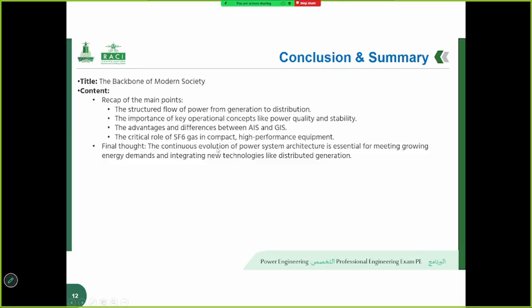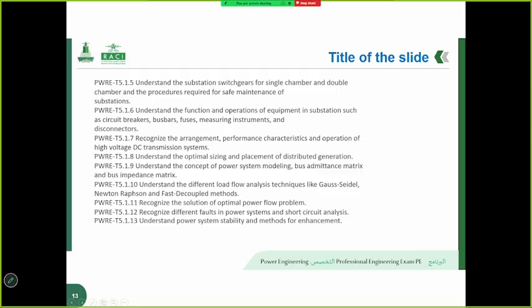So the key concepts covered are substation equipment and maintenance. We will learn about the different types of substation switchgear, single and double chamber, and the procedures necessary for safe maintenance.